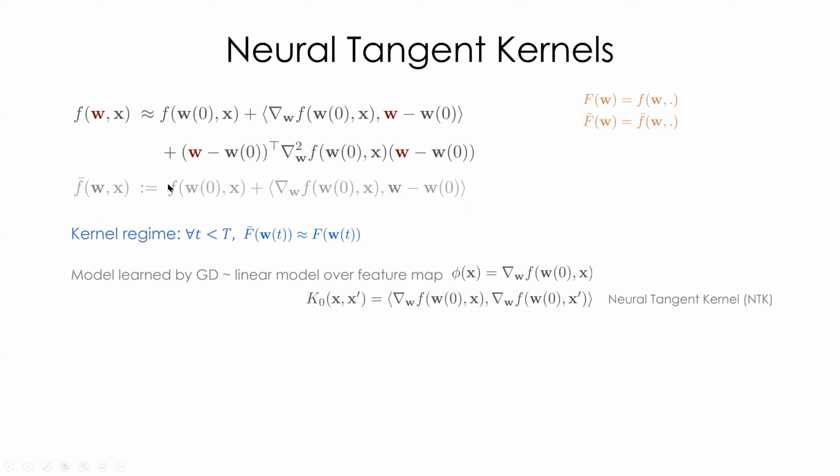This is simply a first order approximation of our original problem. What I'll be calling the kernel regime in this talk is essentially the setting in which the gradient descent iterates w of t, which are the functions generated by doing gradient descent on the original nonlinear problem, are exactly equal to, or at least very close to, the functions generated by this linear approximation. I call it kernel because this is essentially a kernel machine. Although I say linear, it's just linear in the parameters, not in the inputs. In particular, it is a linear model over a modified feature map, where the feature map is given by the gradient of this nonlinear function at initialization. This corresponds to a kernel, which we call the neural tangent kernel, which establishes similarity between two input points, x and x prime.